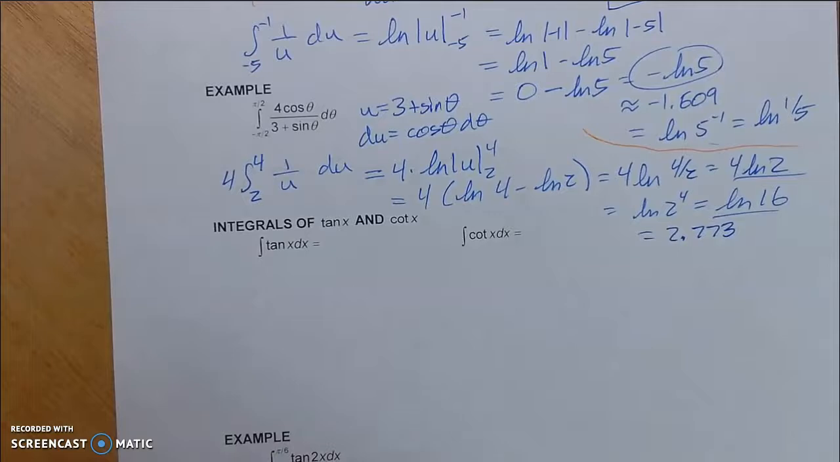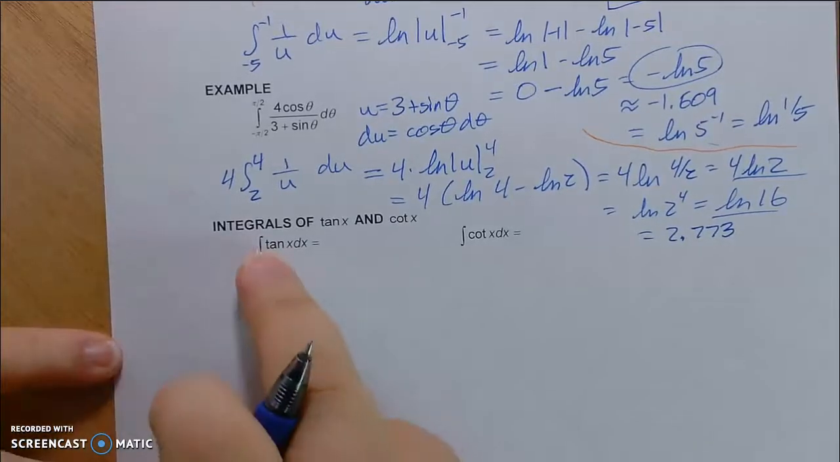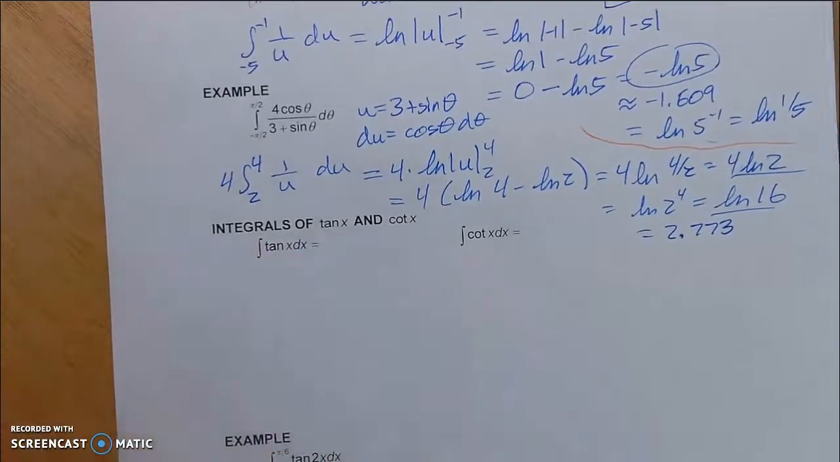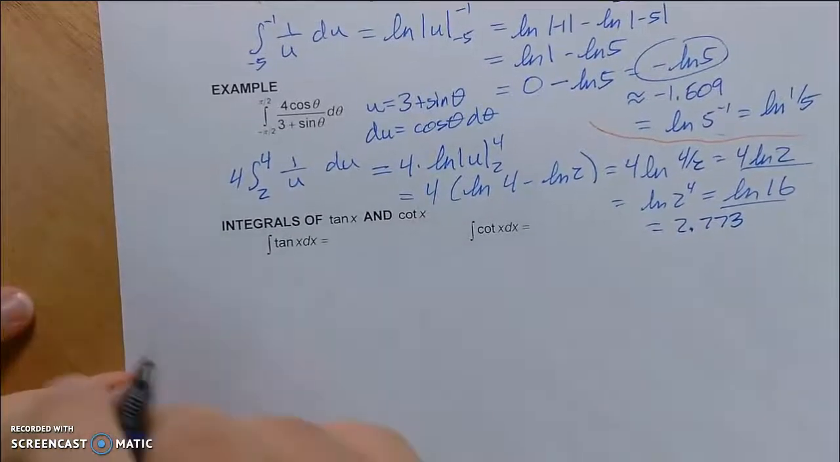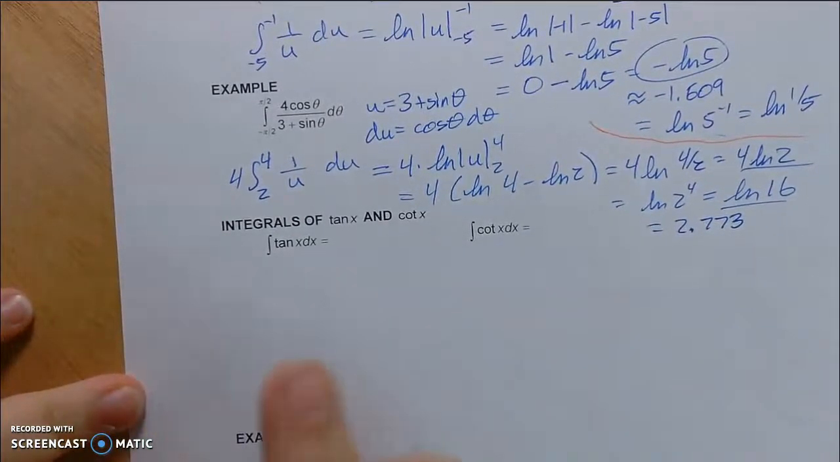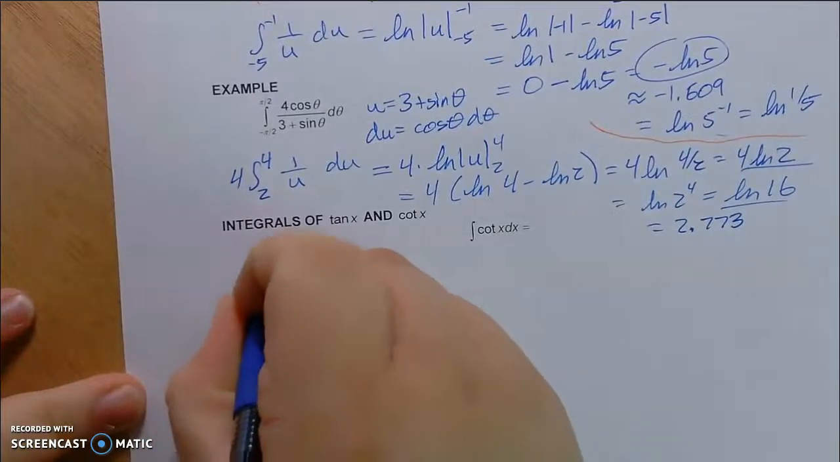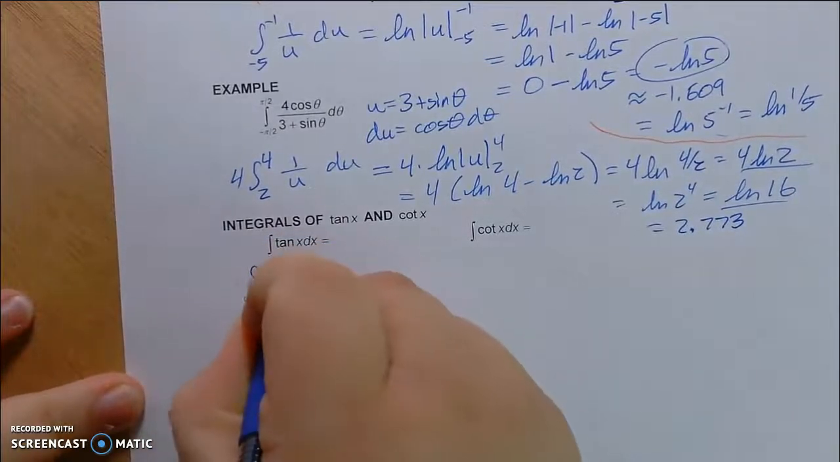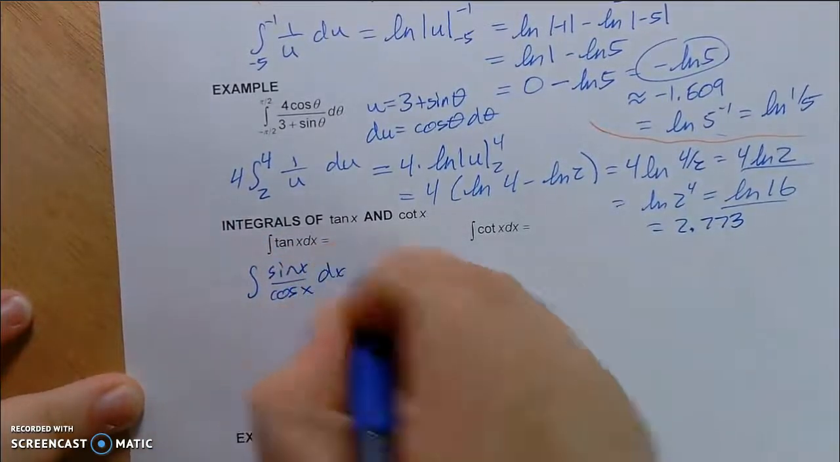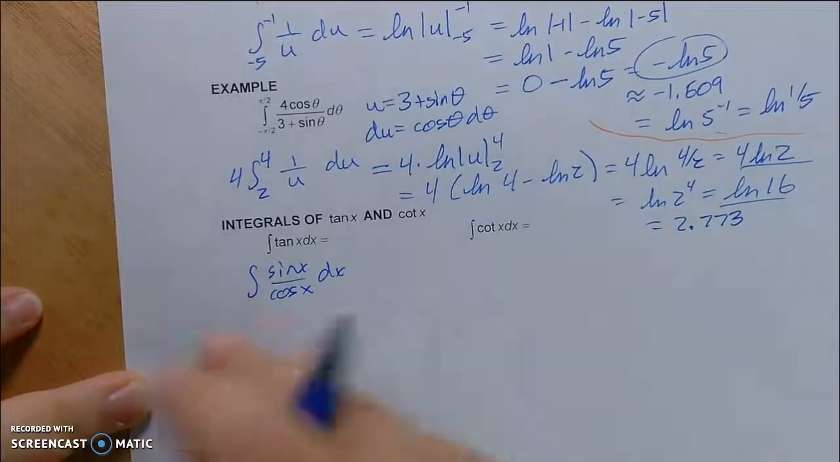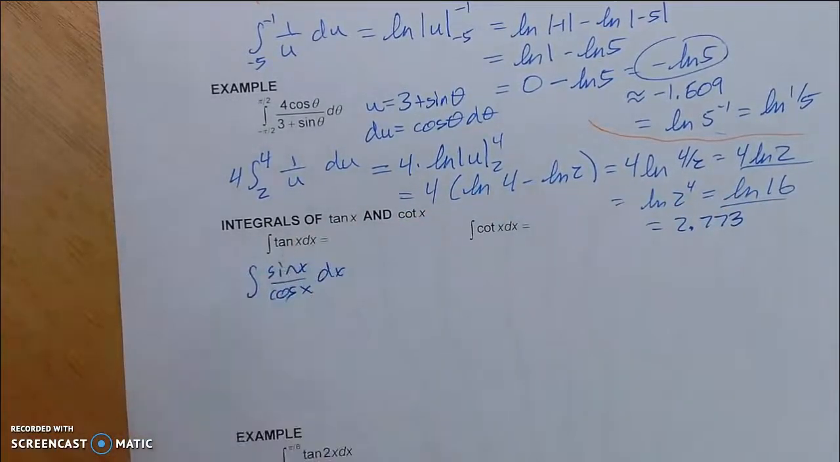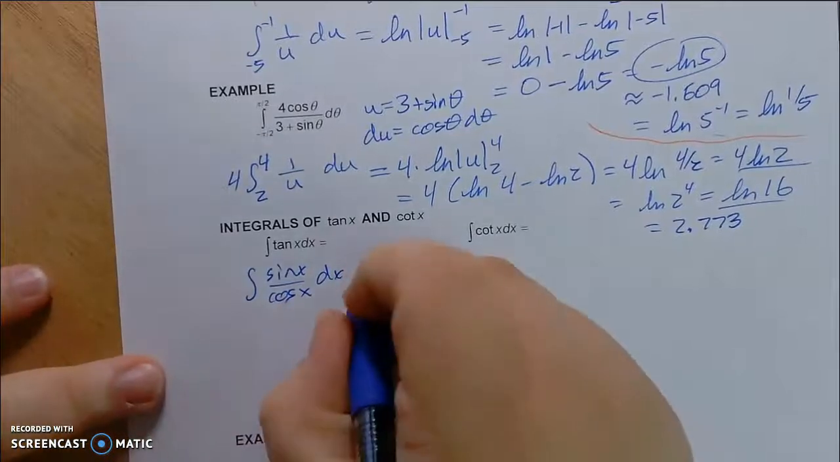Now, because of the natural logarithm, we can actually do the integrals of tangent and cotangent now. We haven't been able to do those before. So let's look at tangent. If we consider tangent as a fraction, then we have the integral of sine x over cosine x dx. Well, no, it doesn't fit a pattern, doesn't have an inside function, but we can use that denominator.